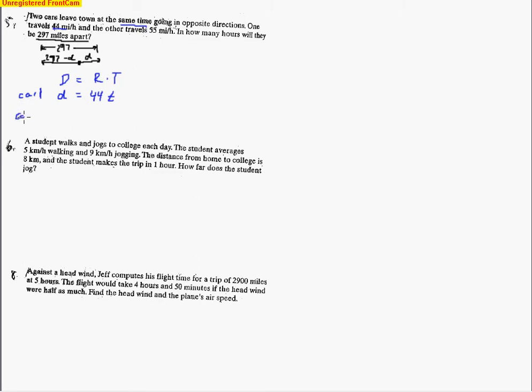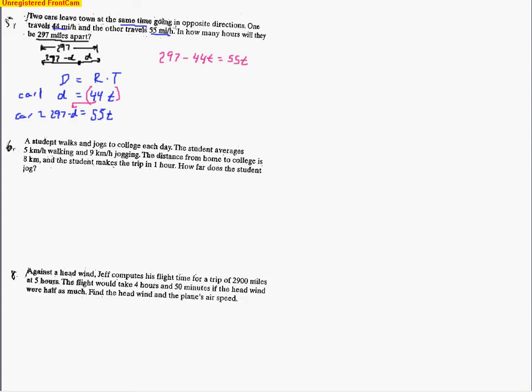Let's take a look at car number 2. Car number 2, we said, was an expression, 297 minus d. That represents its distance. One distance was d, the other is going to be the total minus that amount. This car travels a little faster, 55 miles an hour. The time's going to be the same because they left at the same time. So what we're going to do from this point is use substitution. Take that 44t and put it in place of d down below, because that's what d represents, the distance car number 1 went. So let's rewrite our formula now. It's going to be 297 minus 44t equals 55t.